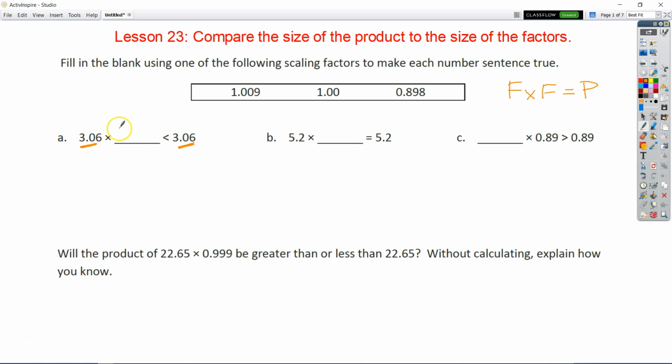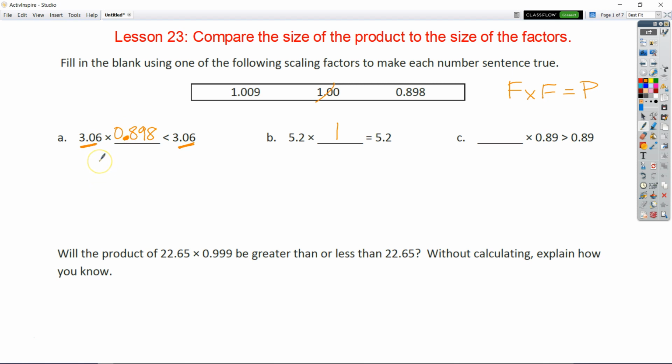So I'm looking for a number that, when I multiply it by 3 and 600ths, is going to be less than 3 and 600ths. In order for that to be true, it has to be a number that's less than 1, because we know that 1 times anything is going to give you that number. In this case, 1 times 5 and 2 tenths is 5 and 2 tenths. So if I want something that's less than 3 and 600ths, I have to multiply by something that's less than 1. I already used 1. The only number that's less than 1 here in my scaling factors is my 898 thousandths. So that would make this statement true.